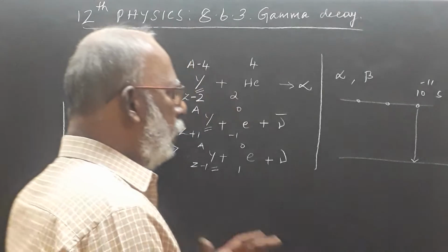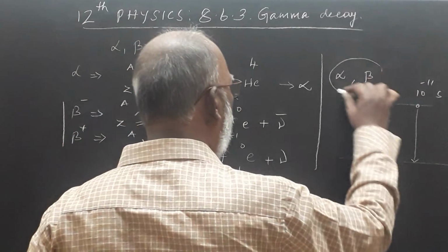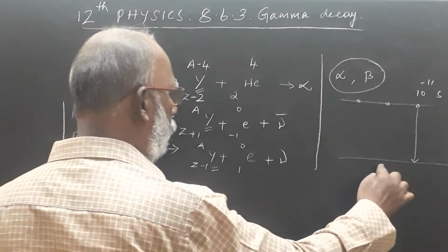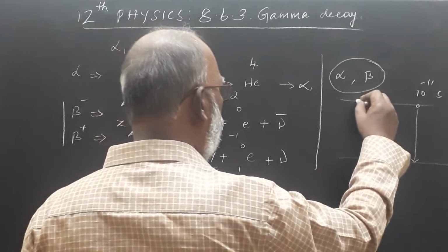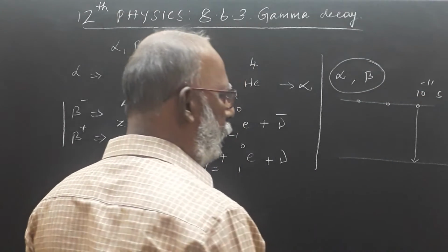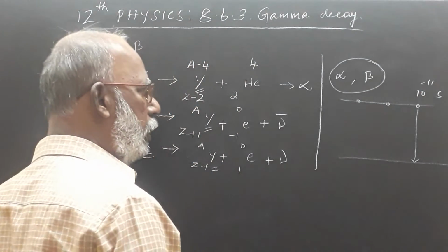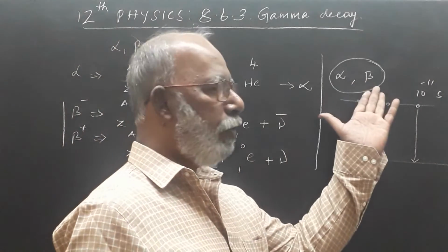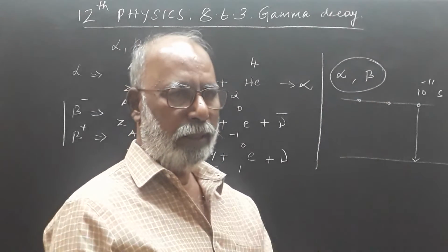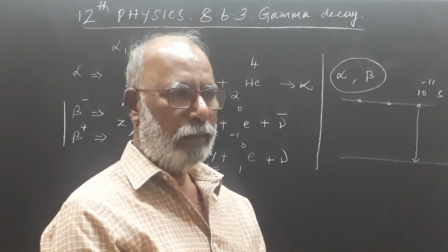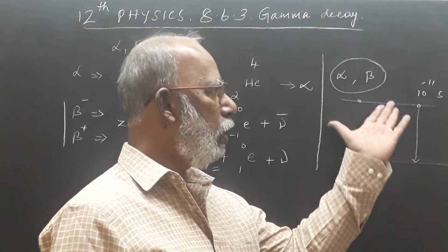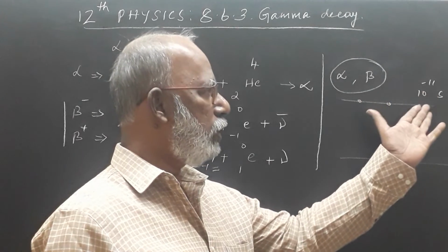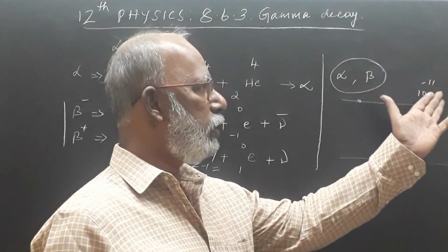Now, after alpha and beta decay has happened, the daughter atom is not in the ground state but remains in the excited state. That's a very important concept that you have to understand. After emission of alpha and beta, the daughter atoms remain in the excited state itself, and the lifetime of the excited state is 10 power minus 11 second.